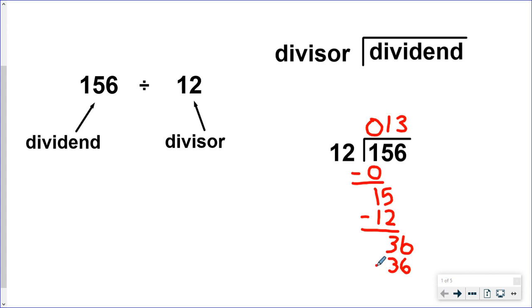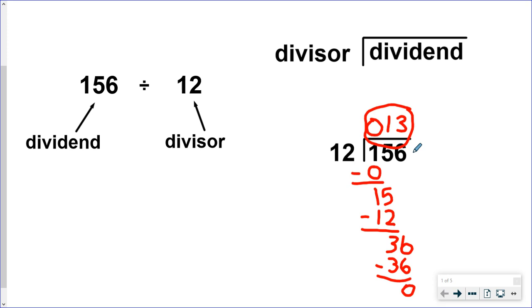Okay. And now I'm going to subtract those two numbers. 36 minus 36 is 0. So it looks like I have 0 as a remainder. So that means then my answer is 13. Now notice in my answer here, I have 1, 2, 3 digits in my answer. And one of the digits was 0, and that's okay. But my answer is 13.